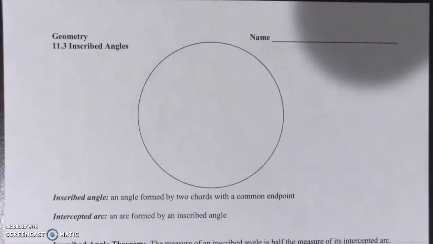Alright guys, section 11.3 deals with our first section with angles in relation to a circle. So the first set of angles, the first category that we talk about is what we call inscribed angles. Okay, so we've given you a circle here at the top, and what we're going to do is draw two chords that have a common endpoint.